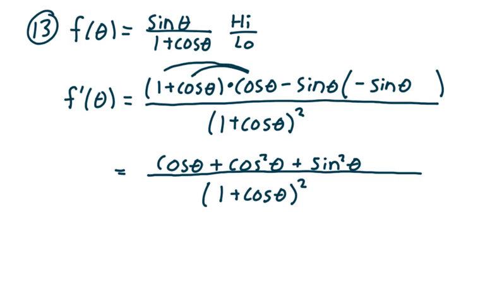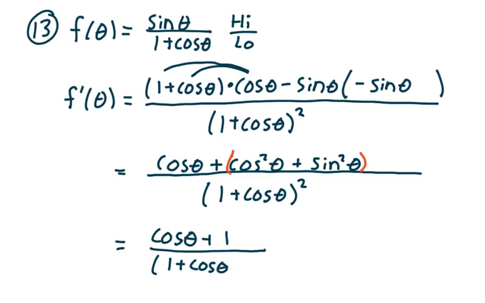But we're not done, because we have to look at these last two terms and recognize that cosine squared theta plus sine squared theta is equal to 1, okay? So this is cosine theta plus 1 divided by 1 plus cosine theta. If you don't mind, I'm going to write this times 1 plus cosine theta on purpose.